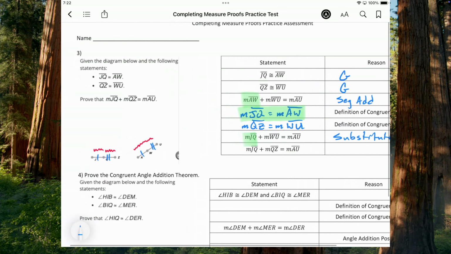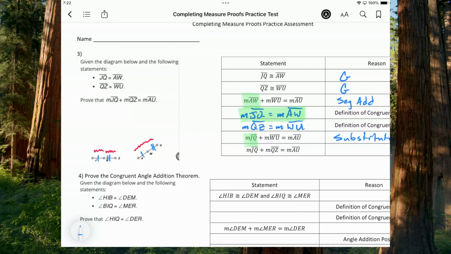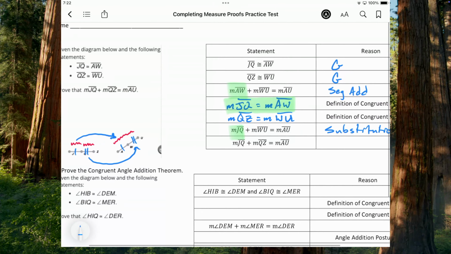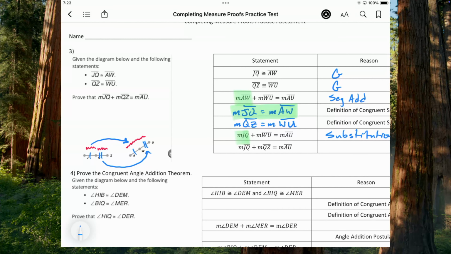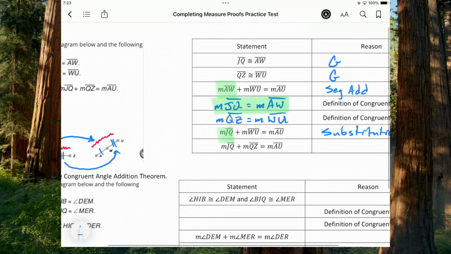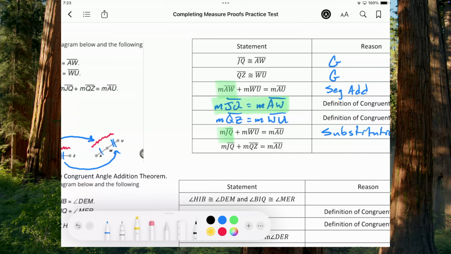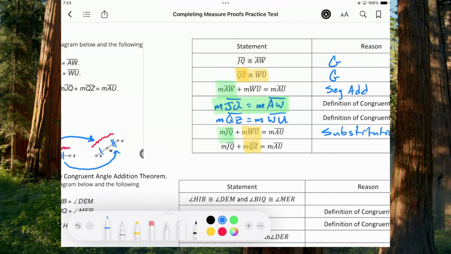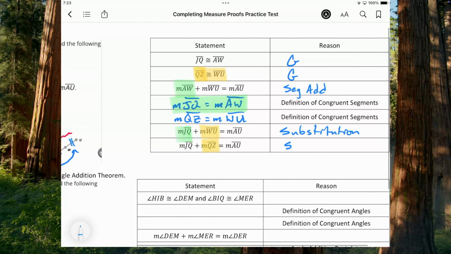And so basically what just happened is AW got replaced with JQ, so this line segment came over and replaced that one. And the other piece that we need to do is make this line segment replace that one. So we're going to have QZ replacing WU. QZ and WU are congruent, so WU is going to get replaced by QZ. That is substitution again.